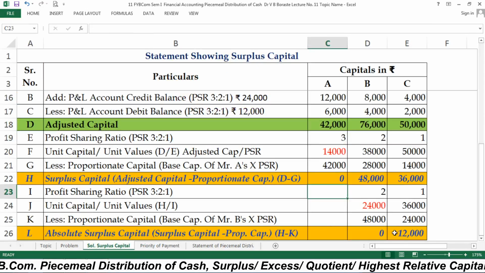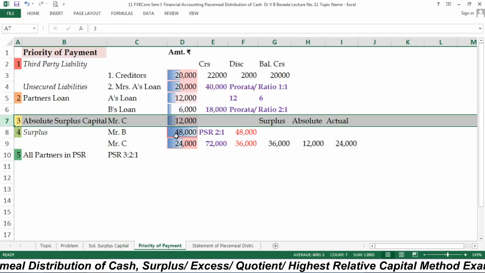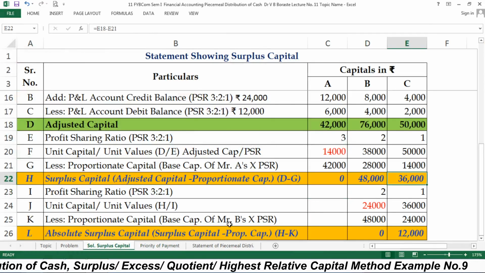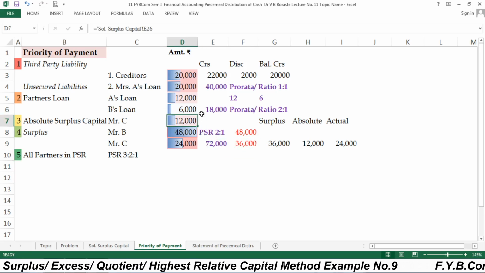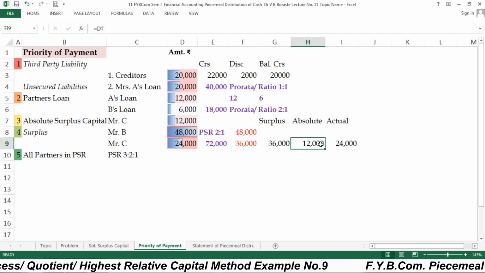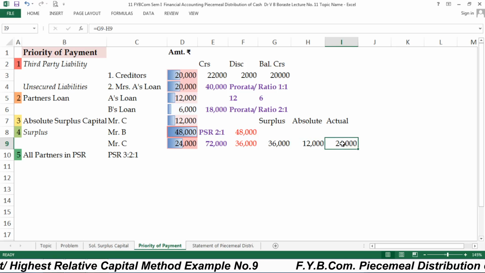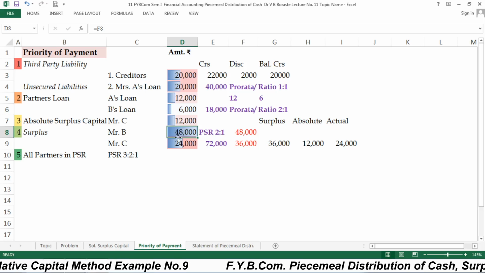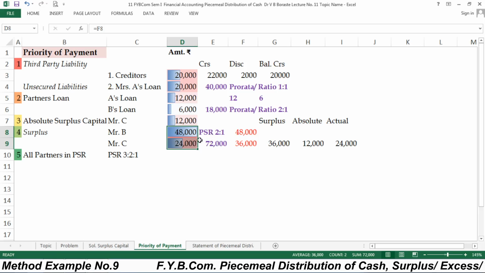Okay, after that our next payment is absolute surplus. Here you got the absolute surplus of Mr. C, that is 12,000. After absolute surplus, we have to pay surplus. Surplus is 48,000 of Mr. B and 36,000 of Mr. C. But out of 36,000, in the earlier stage we have already paid 12,000 to Mr. C. That means in this stage he will get 24,000. So C will get 24,000 and B will get 48,000. If we don't have 72,000, at that time we have to use the ratio 2:1.